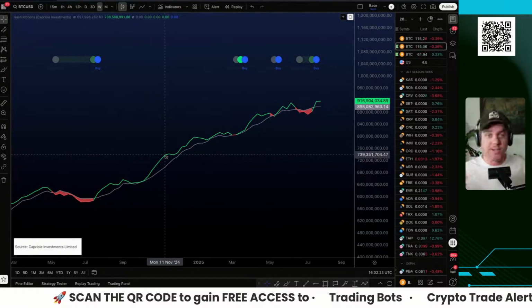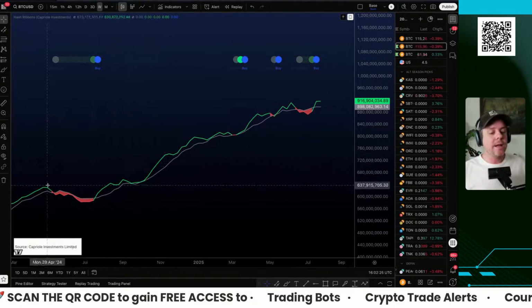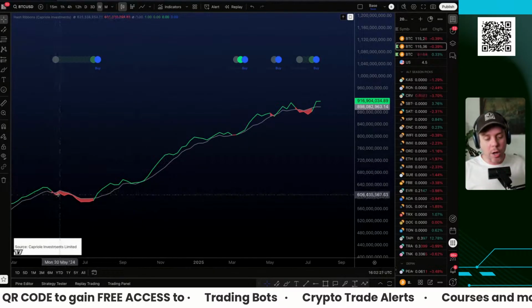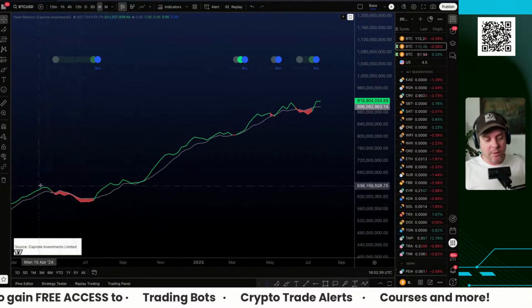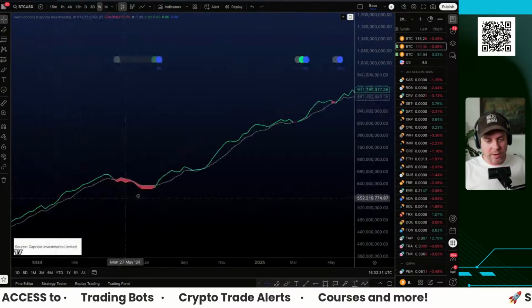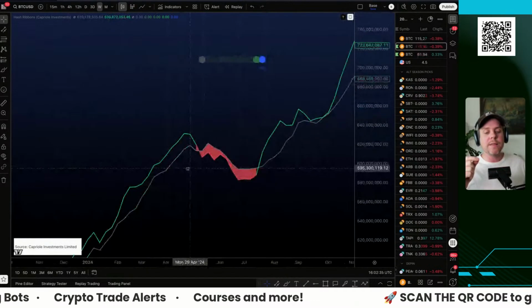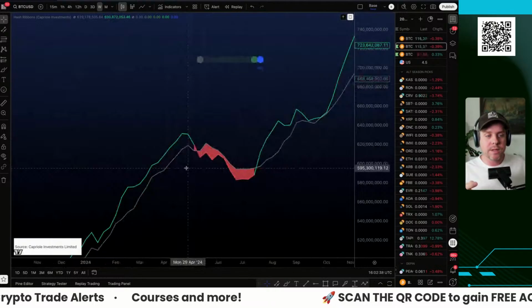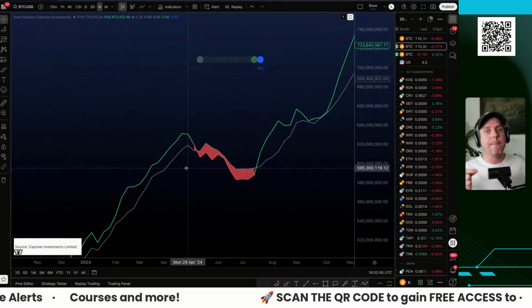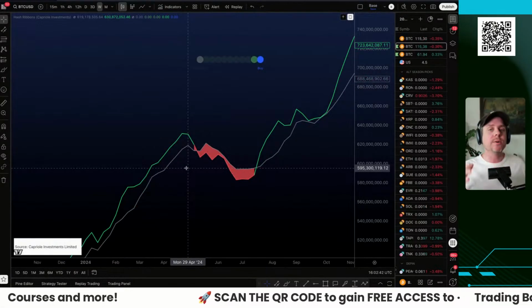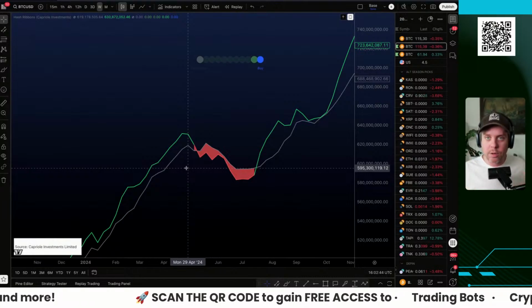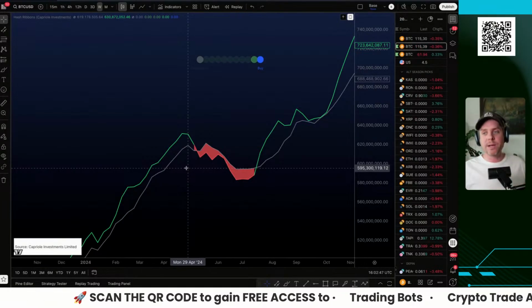So that means you're a profitable miner. When the line goes below the gray line, when the green line turns red here and goes below it, I hope you guys can see that really easily and clearly. This means that mining Bitcoin is more expensive than buying Bitcoin. So it's no longer profitable for miners to mine Bitcoin.